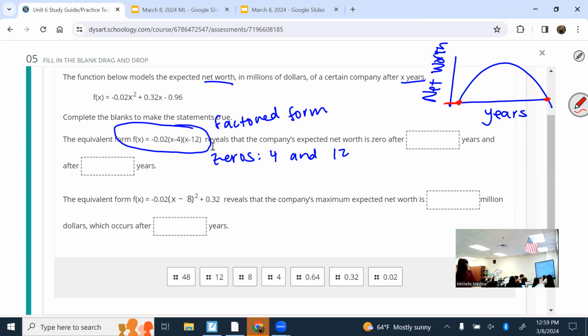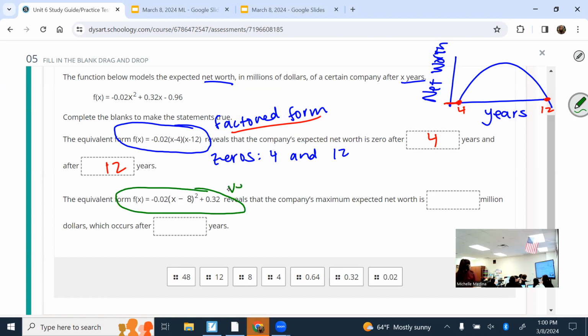And then also the fact that they gave it to you in factor form, you technically don't need to graph it to see the zeros, but if you need to, by all means. It should have a 0 at 4 and at 12. So that means after 4 years, it'll be 0. And after 12 years, the net worth will be 0. The next form that they give you, can you guys recognize this form?